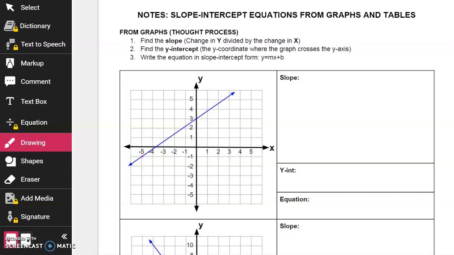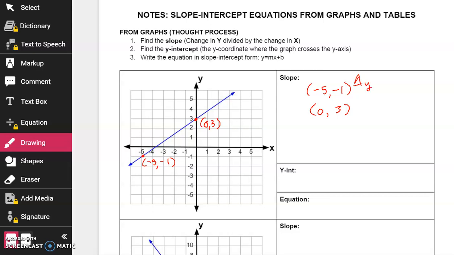So I look and I say, hey, I can name this point, that's -5, and then I'm at -1 for y. And then I can name this point, right, that's 0 for x, and then we went up 3, okay? So I have my 2 points, so I stack them, and then I find the changes, okay?